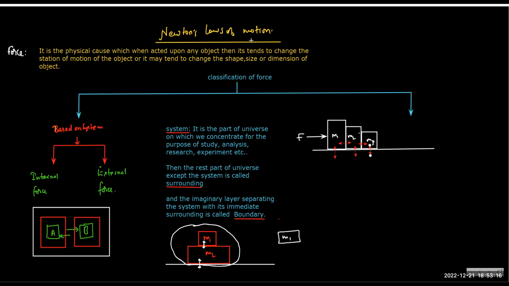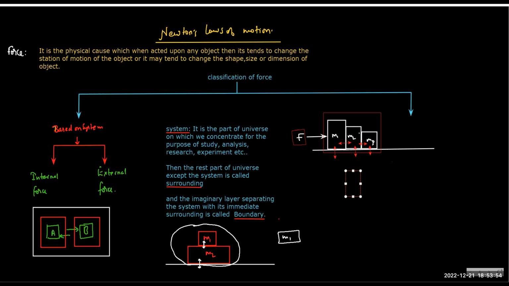Now, if I assume the entire collection of blocks as one system, what is the horizontal force acting on the entire system? Only the applied one, the F, right? This force is external to which block: M1, M2, M3, or all three together? All three together.